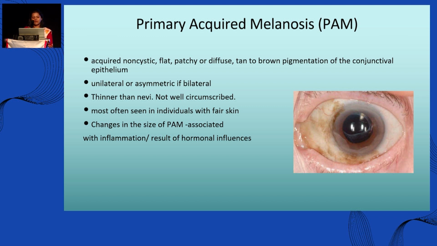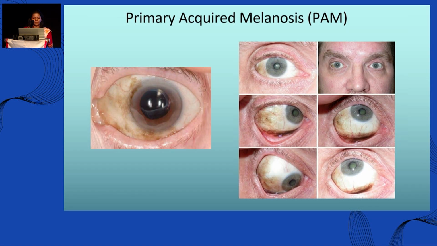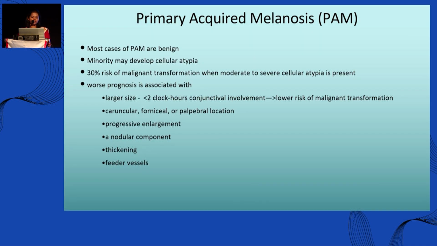And they are most often seen in individuals with fair skin. And changes in size of these PAM is seen associated with inflammation and as a result of hormonal influences like pregnancy. So this is the clinical appearance. You can see the features that I described. So most cases of primary acquired melanosis are actually benign, but a minority may develop cellular atypia. So there is a 30% risk of malignant transformation when moderate to severe cellular atypia is present.